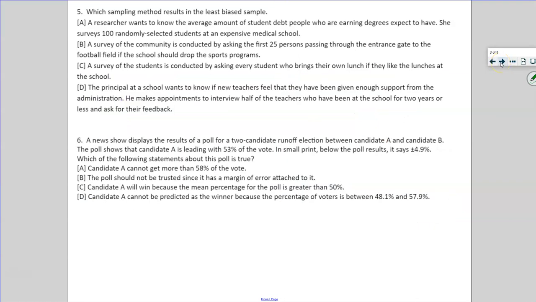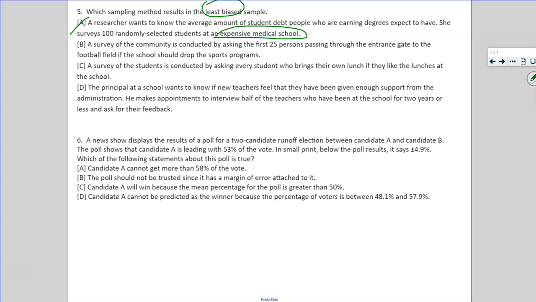All right, question 5 is, which sampling method is least biased? Least biased, so the most accurate. A, a researcher wants to know the average amount of student debt that people who are earning degrees expect to have. She surveys 100 randomly selected students at an expensive medical school. I do not think that this is the best. This is biased, right? I think it's pretty strongly biased since you're going to an expensive medical school where people have a lot of debt. So that wouldn't be accurate.